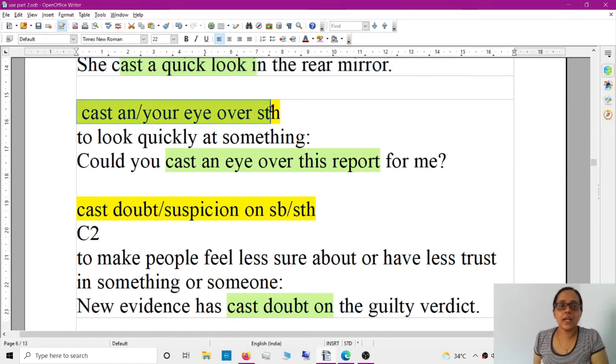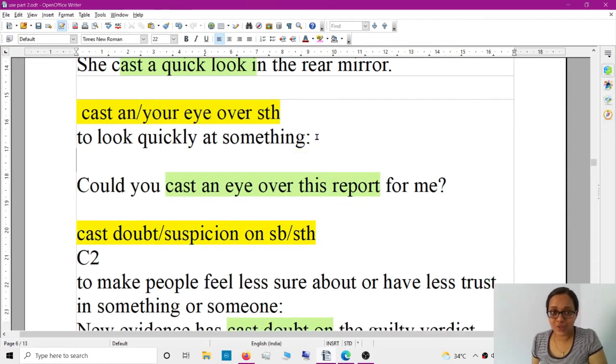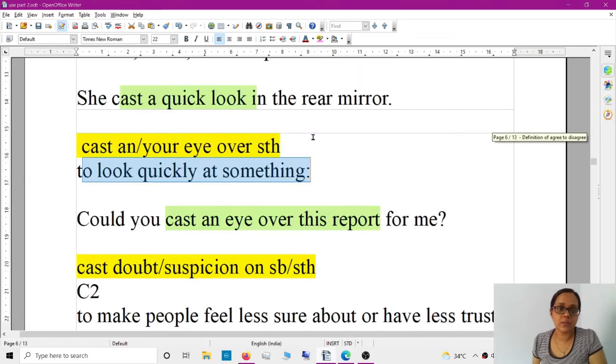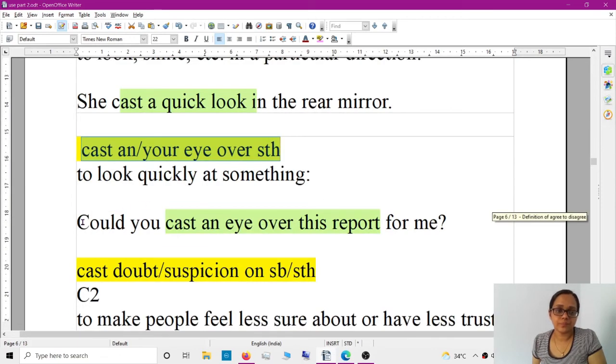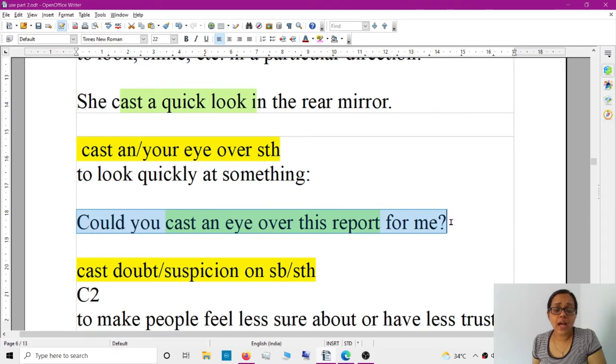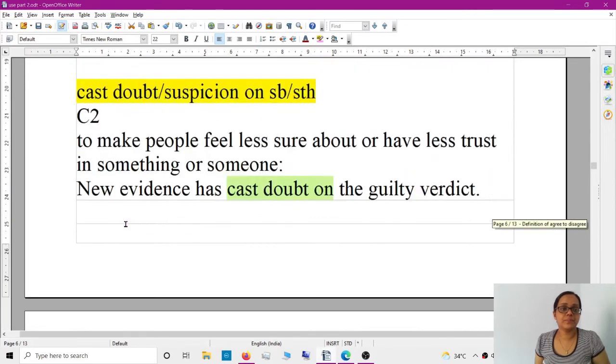Cast an eye or your eye over something means to look quickly at something. Previously it was cast a look, glance or smile; now cast your eye over something. Could you cast an eye over this report for me?